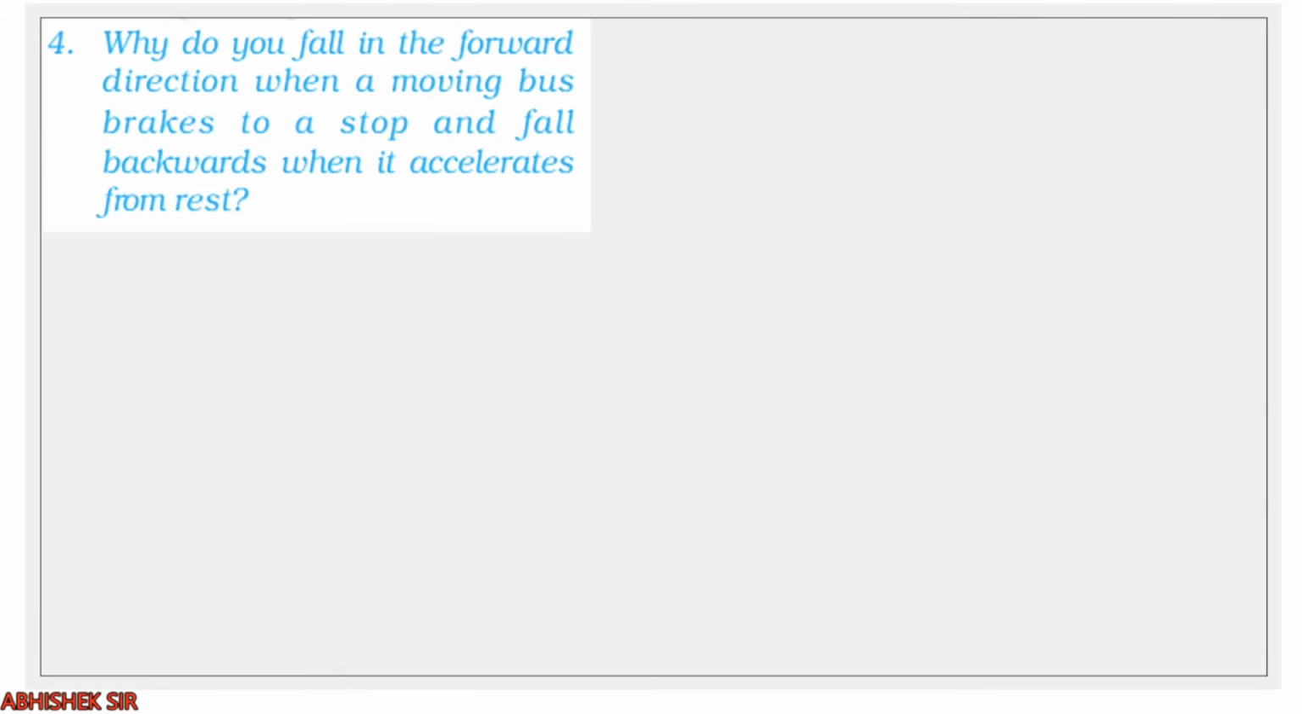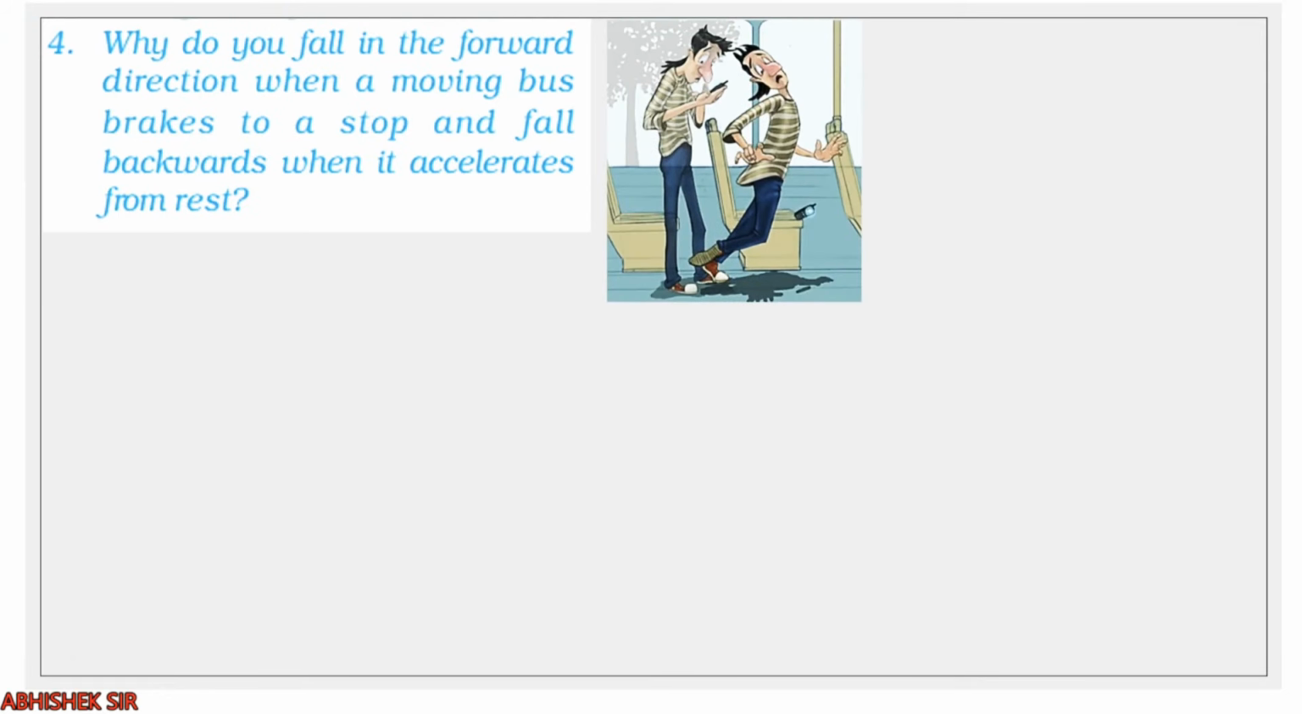Why do you fall in the forward direction when a moving bus brakes to stop and fall backward when it accelerates from rest? So two cases are there. These both cases, with animation video and explanation, I have shown in my video on inertia. You may use it for this answer. Now let us see what happens over here. First case is a moving bus will stop. So here what will happen? We will fall in the forward direction, right? You can see in the picture.